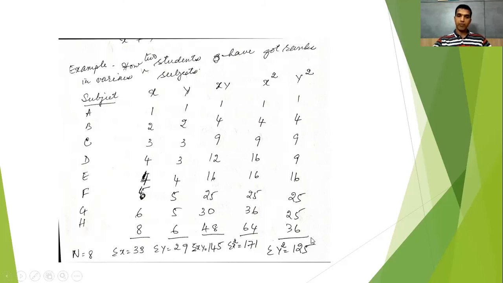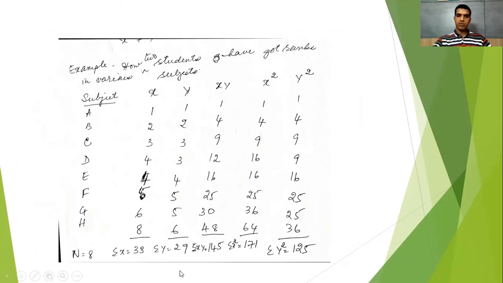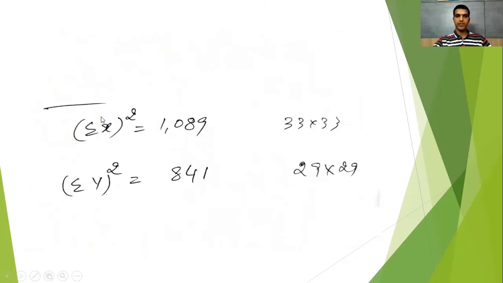But you should also get a few more data. If you can see, sigma x whole square is there, and similarly sigma y whole square is there. These two data we are yet to get. Now, sigma x is 33, so you need to get 33 whole square and 29 whole square. Sigma x whole square is 33 into 33, which is 1089. Similarly, sigma y whole square is 841, because 29 into 29 is 841. So you got all the basic data that you needed.